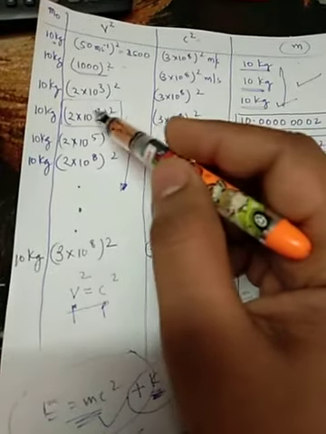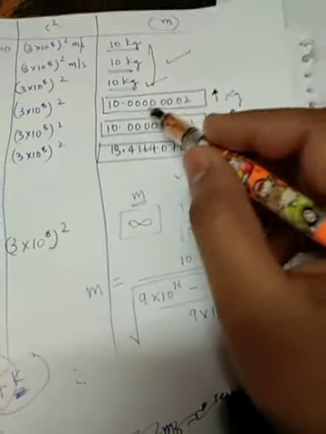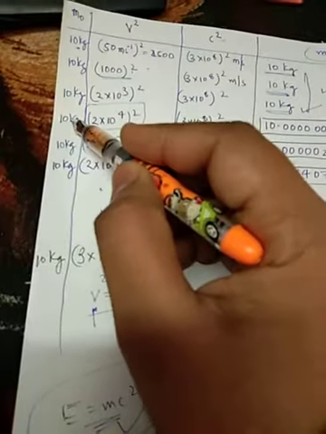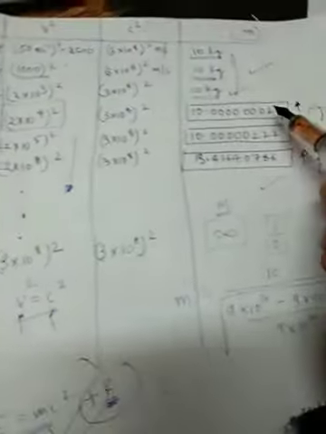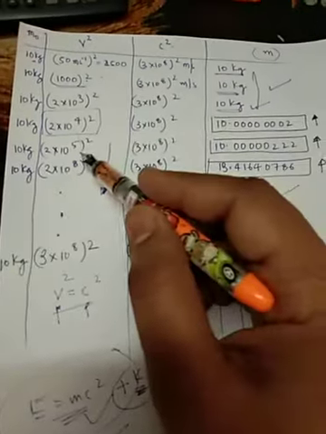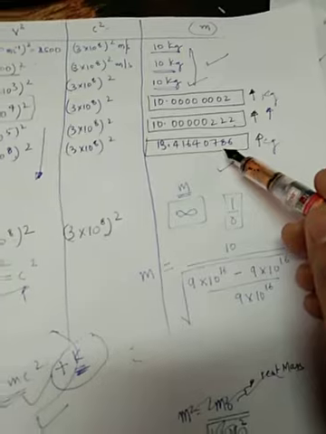But when I change the value here, 2 into 10 raised to 4, and I again square it, you will see there is an increment. You see 0.00002 kg. It is 10 ultimately. I should get exactly 10, but right now I'm getting a heavier object, a heavier mass here. Again I increase the velocity, again I'm getting the increment. Again I increase the velocity, again I'm getting a huge increment, 13.4164.